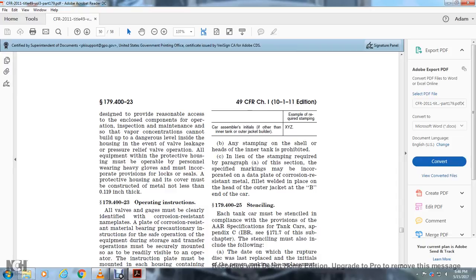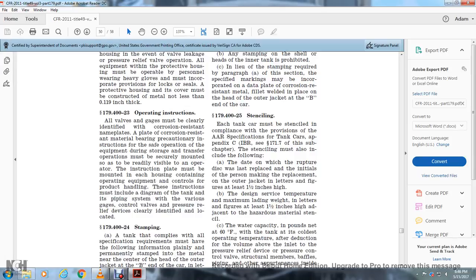Any stamping on the outer shell or the head of the inner tank is prohibited. In lieu of the stamp required by paragraph A of this section, the specified markings may be incorporated on a plate of corrosion resistant metal, fillet welded in place to the head of the outer jacket at the B end of the car.